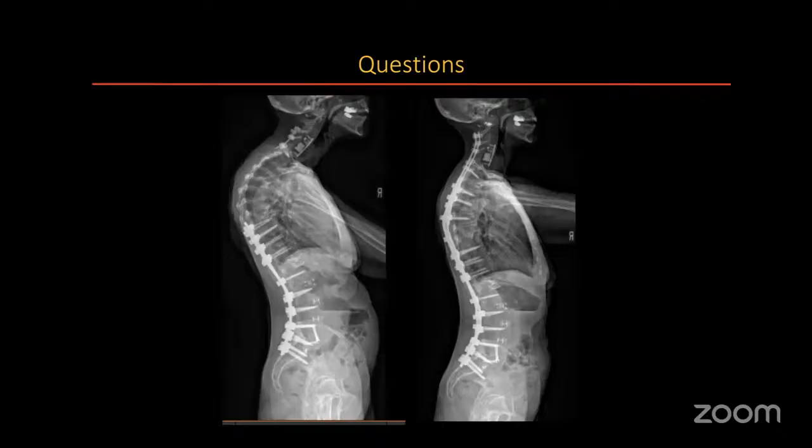But overall, she's pretty happy. She's very active. Her back pain scores are significantly better. It's improving. Her ODI scores are pretty good. Her NDI scores are good. So overall better, but she's still struggling with dysphagia. And she's about 6 to 8 months out.